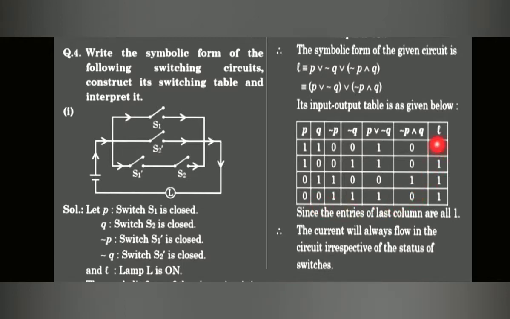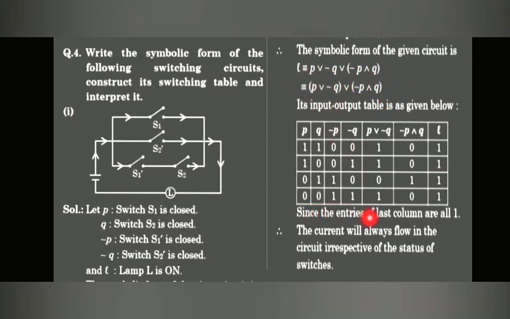And last, the L statement. L means this statement: P or negation Q, or negation P and Q. This column is disjunction with this statement, negation P and Q. Here disjunction: 1 disjunction 0 is 1. 1 disjunction 0 is 1. 0 disjunction 1 is 1. And 1 disjunction 0 is 1. This is the last truth value column of the whole statement.